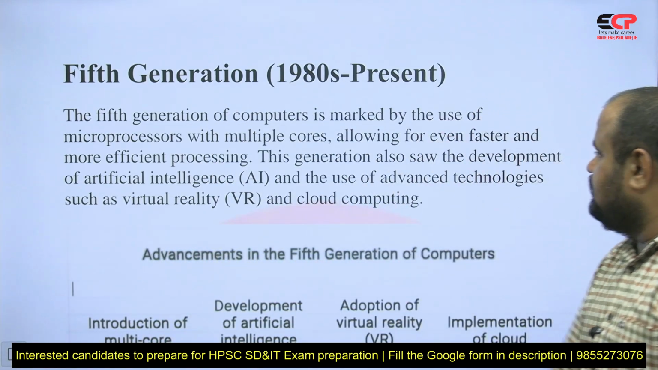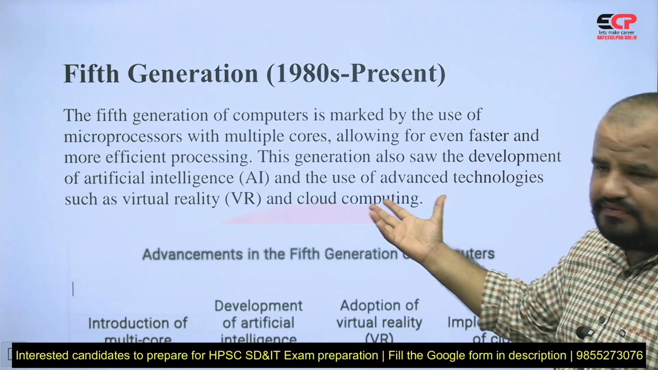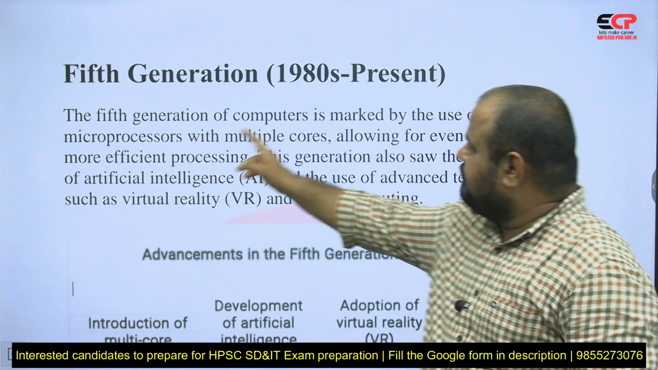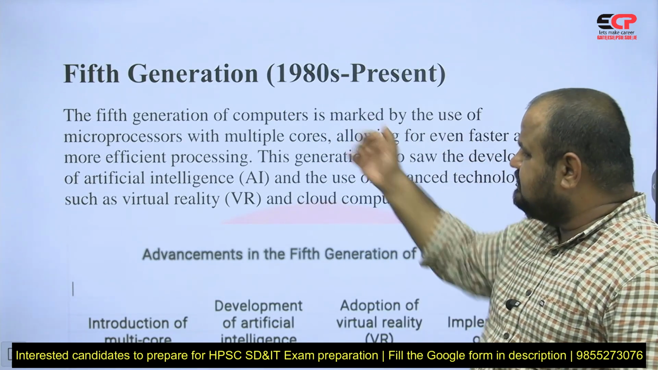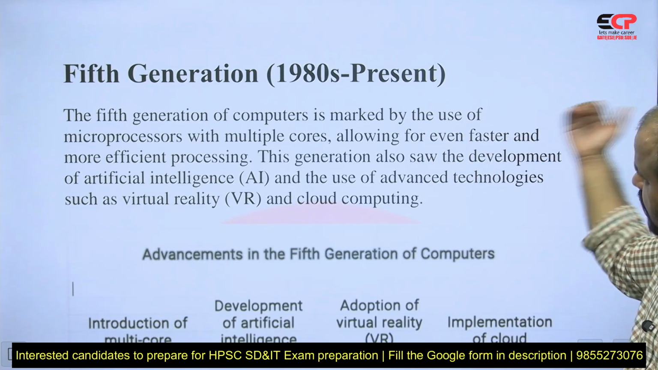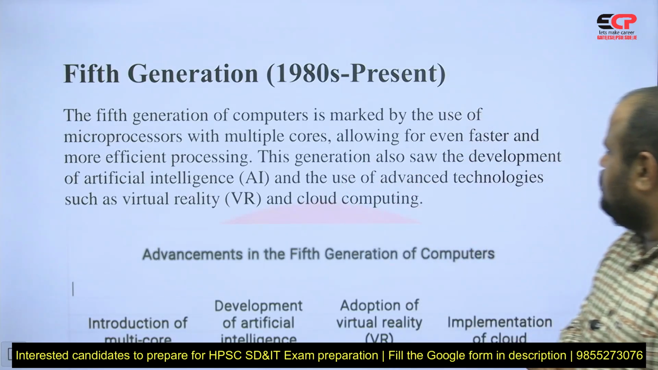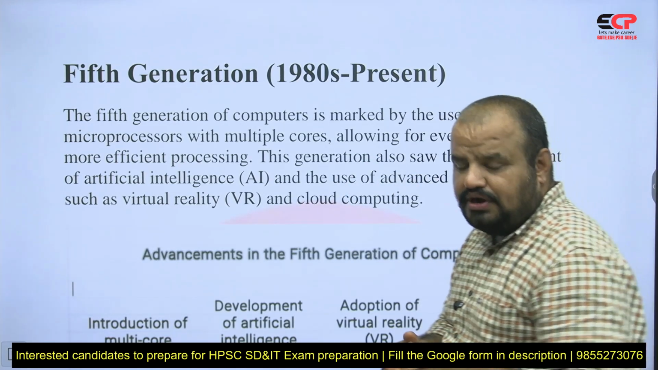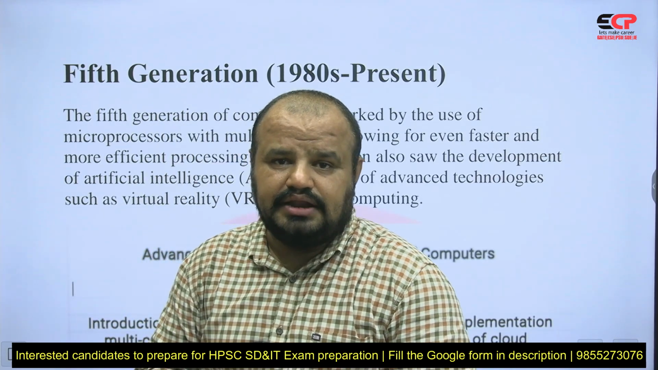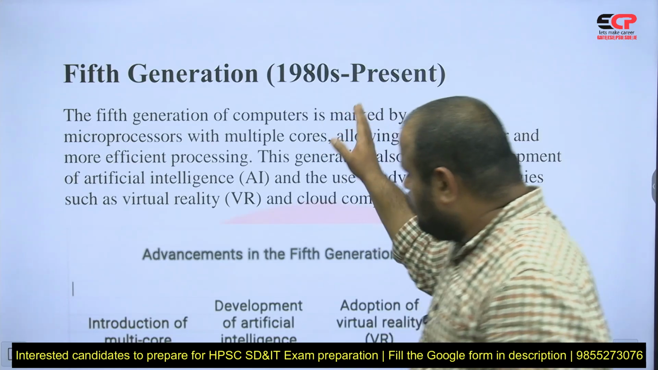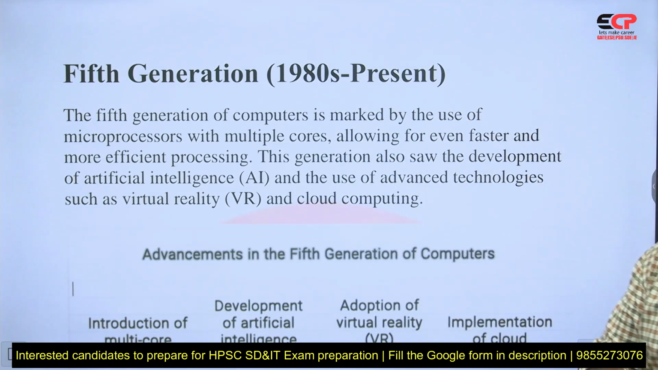So here in the fifth generation we are going to use multiple processors. Fine, marked by the use of microprocessors with multiple cores. Initially it was single core, now multiple cores, allowing for an even faster and more efficient processing unit. This generation also saw the development of AI, which you hear a lot about in today's era, artificial intelligence, AR, VR, quantum computing. So we have just started all this in the era of the 1980s to the present.